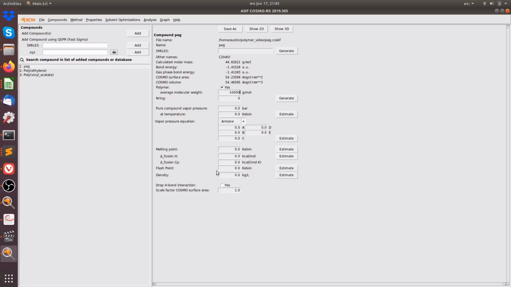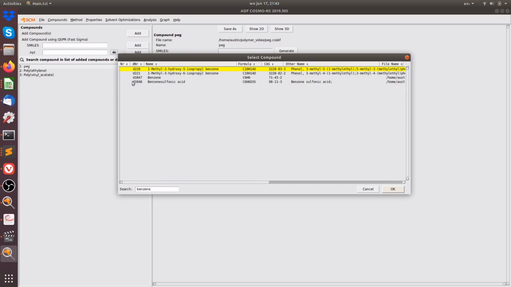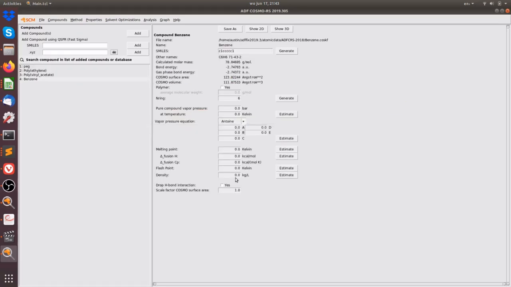So let's do a quick calculation with the PEG that we just calculated. In this case, we'll do a calculation at 353 Kelvin. The experimental density I have for 353 Kelvin is 1.09. We'll look at this with benzene. So we'll open benzene from the database, and I believe the estimate will be a bit high here because this should be at 298 K, so the experimental value I want to use for this is 0.814. Yeah, that should be the appropriate value for this temperature.